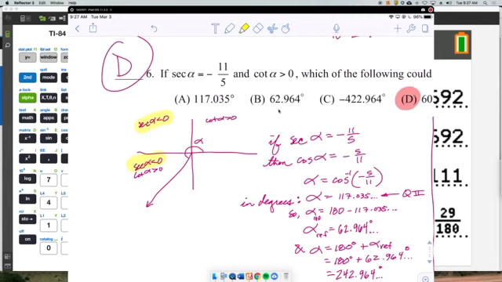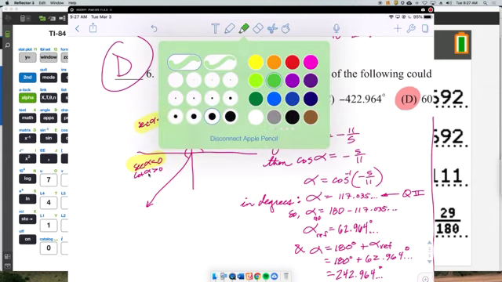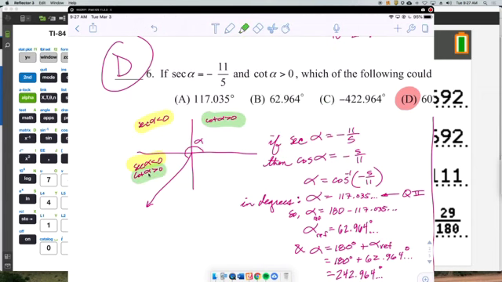Secant is r over x. R is always positive, so x is negative to the left of the y-axis. That puts us in these two quadrants. Cotangent is positive. Cotangent's x over y, so cotangent's positive when x and y are both positive, quadrant 1, or when x and y are both negative, quadrant 3. Where's the overlapping quadrant? Quadrant 3. So now I draw my terminal ray into quadrant 3 and I label it as alpha.